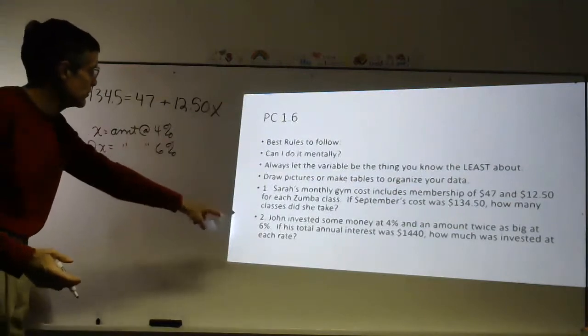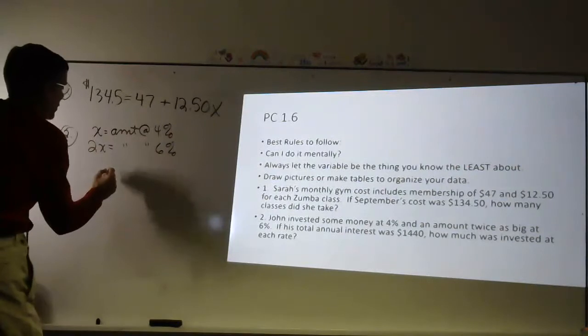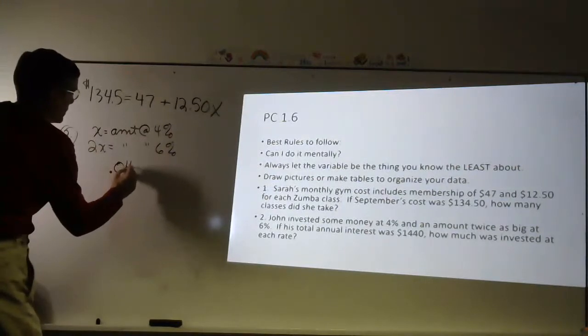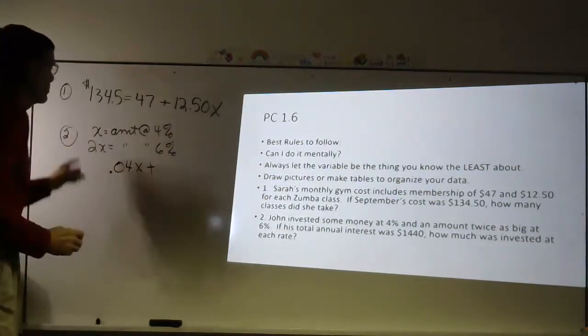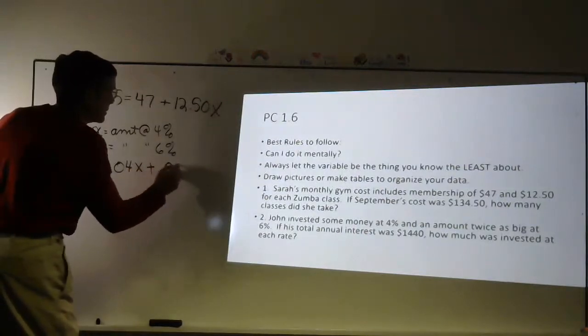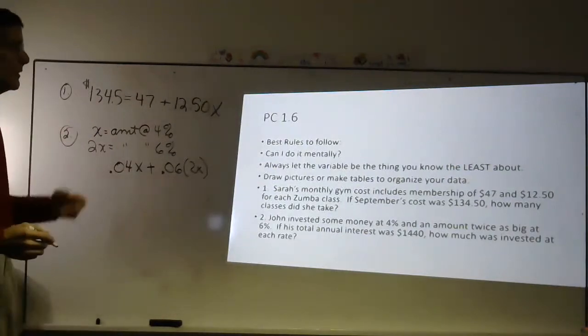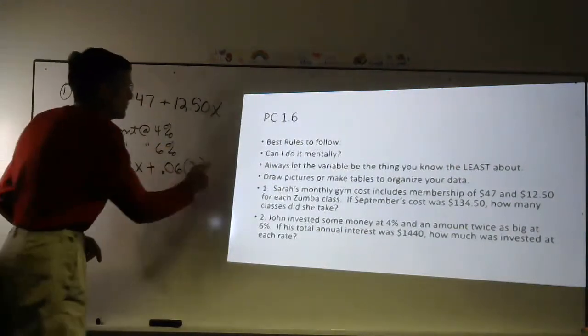You multiply your rate of interest times the amount that you put in at 4%. So the rate of interest, 0.04, I'm going to multiply by the amount I put in at 4%. And the 0.06, I will multiply times the amount I put in at 6%. That total interest is 14.